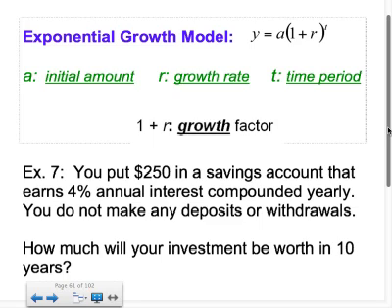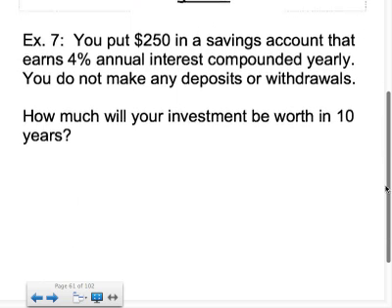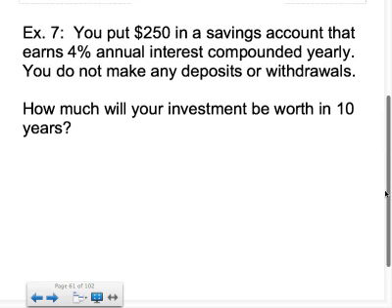Okay, and obviously you want to concern yourself with exponential growth models financially, because clearly when we put money in an account, we don't want it to go away. We want it to get bigger and grow. Okay, and so this is what we're talking about, investing your money.